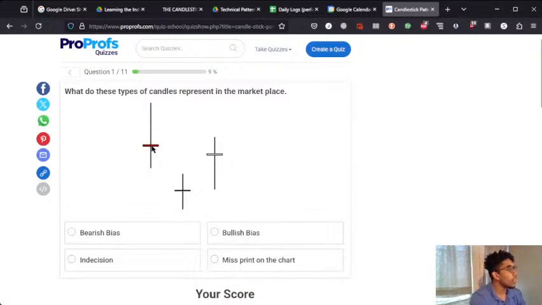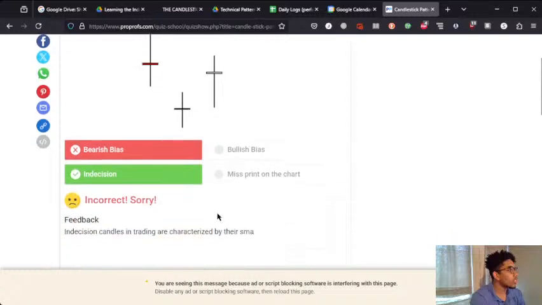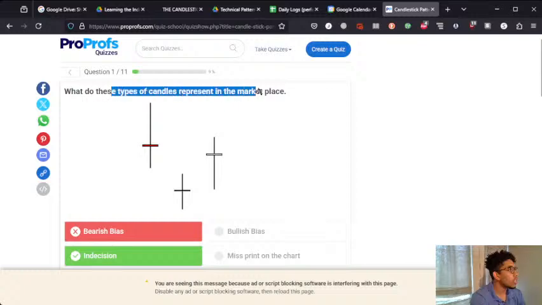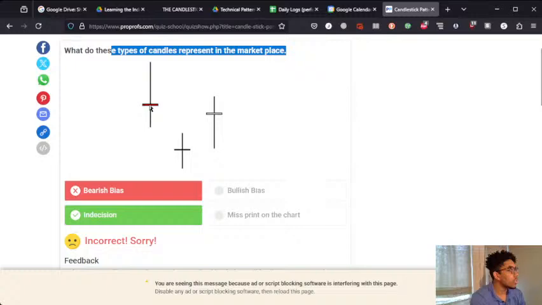So this is red. This is a reversal. Okay, indecision candles. Okay. Fair. All right.